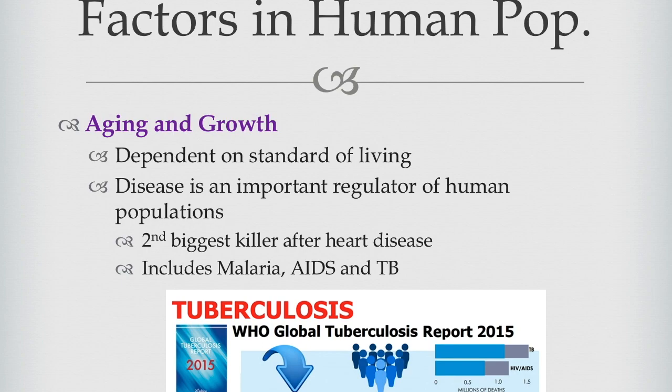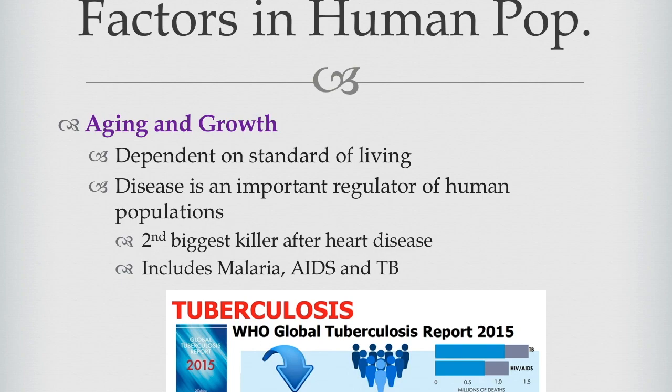Aging and growth is dependent on standard of living. So what does your work history look like, your work conditions? What was your nutrition or is your nutrition? What is your access to health care? Disease is a huge killer as you get older. And it is the second largest killer after heart disease.